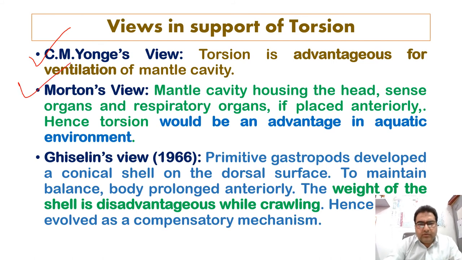Then Morton's view: he said that the mantle cavity housing the head, sense organs and respiratory organs, if placed anteriorly, is very good. Hence the torsion is advantageous in the aquatic environment. In the aquatic environment the organism has twisted itself so that the mantle cavity comes onto the anterior side, near the head. So it is very much an advantage in the aquatic environment. Then Ghiselin in 1966 also put forward a view in support of the torsion. He said that the primitive gastropods developed a conical shell. So a conical shell was developed in the primitive gastropods.